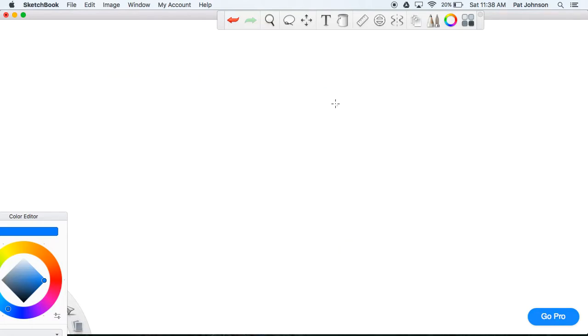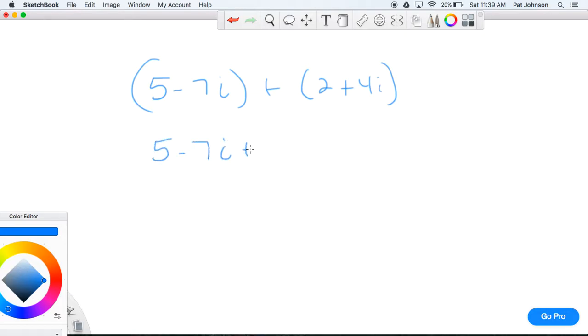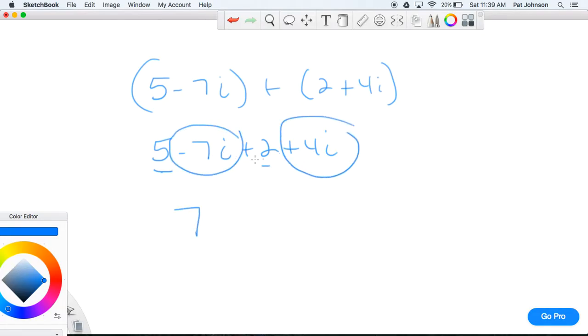So let's use other operations. Can we add and subtract complex numbers? We sure can. So we have (5 minus 7i) plus (2 plus 4i). Again, we're just using some basic math rules for algebraic expressions and equations. So we have parentheses. Can we combine them? No. Is there anything outside to distribute? No. So we can break down these parentheses, and then we're going to combine like terms, is all we're going to do. So 5 and 2 are like terms, so that's 7. And then negative 7i and positive 4i, it's like saying negative 7x plus 4x. So we get minus 3i, and there's our solution.